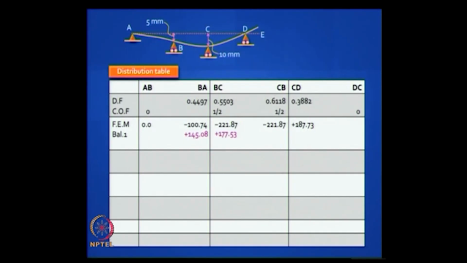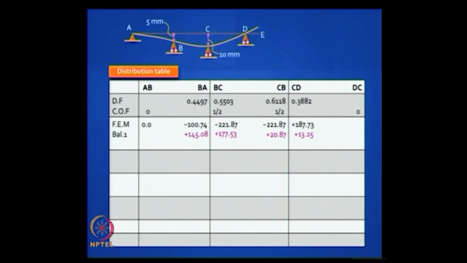Now the suggestion is do not do the carryover now, we will do the carryover later for all the joints in one go. It really does not matter because at the end you have to balance. So this is what we call the first cycle of balancing, and then you move over to the next joint and do exactly the same thing, you will get something, right.